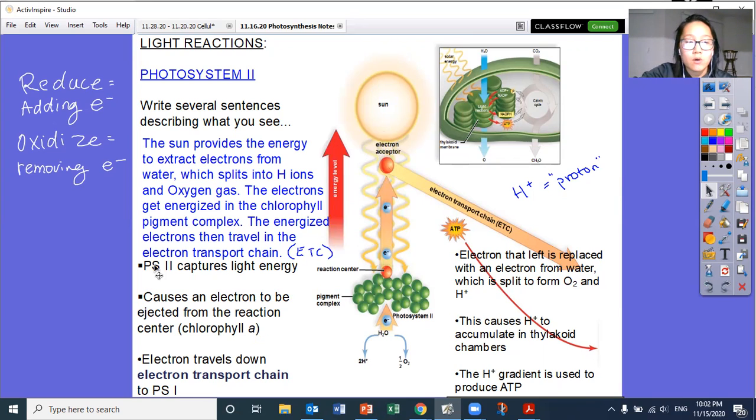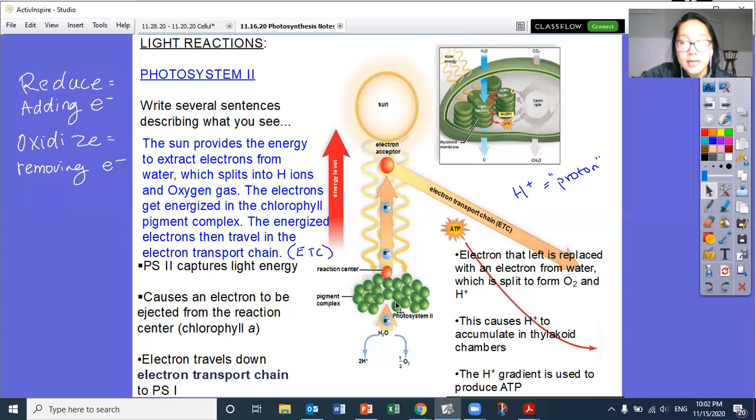So overall, again, photosystem 2 is capturing light energy from the sun. It causes an electron to be ejected from the reaction center. So the electron is actually going to leave here after it gains enough energy, and then it'll move down the electron transport chain to photosystem 1.